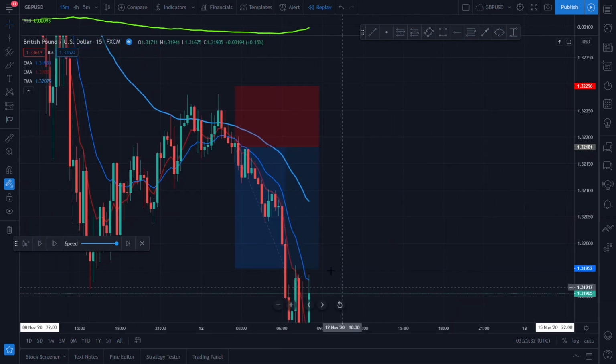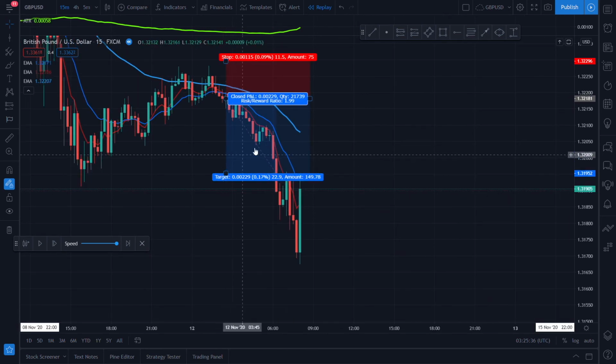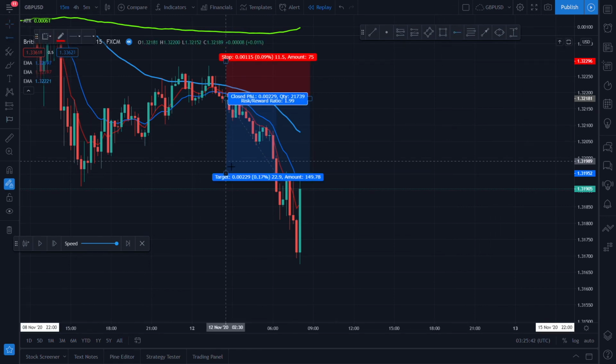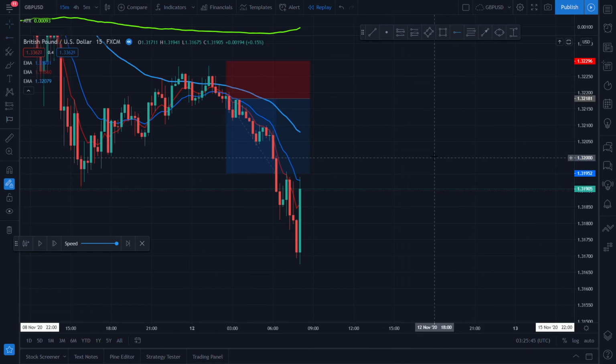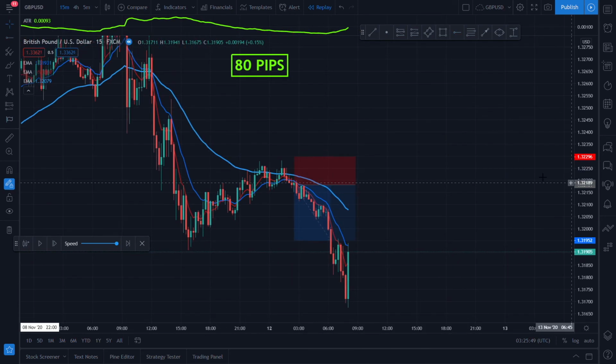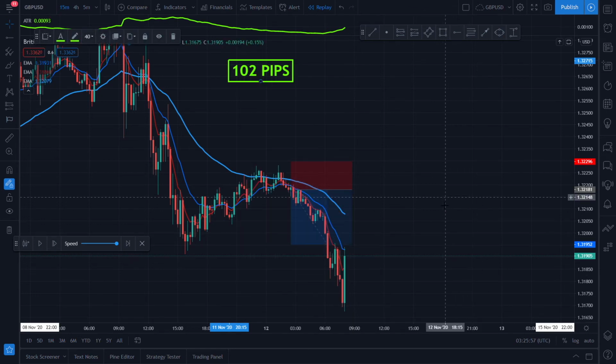Boom. Oof. There we go. Look at that. And if you scale this in properly, like if you trail stop loss, could have gotten more pips. But we're not going to get into that right now. We're just going to be simply getting in and out of trades right now. All right. So now we're up 102 pips right now. Simple.